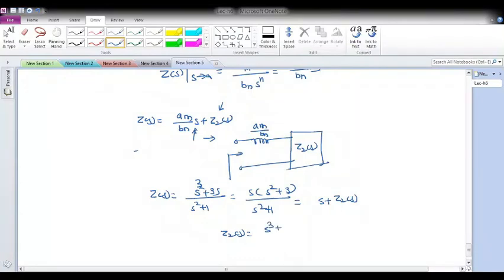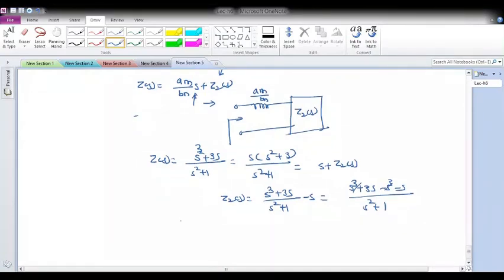What is Z of s? It is (s cube plus 3s) upon (s square plus 1) minus s. So this will be s cube plus 3s minus s cube minus s, over s square plus 1. So this will be 2s upon s square plus 1.